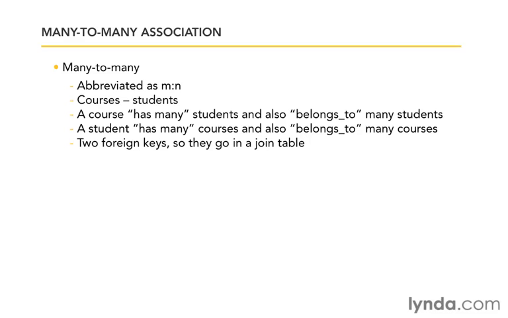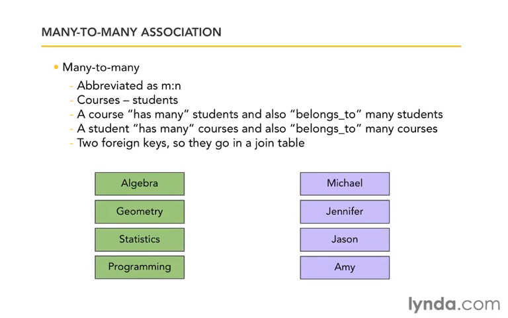Let me pause for a moment and explain a little bit more why. Let's imagine that we have our 4 courses, and we also have 4 students. We want to keep track of which students are in which courses. Let's imagine that Michael is taking algebra, geometry, and statistics. How do we keep track of that? Well, we could put the foreign key in each course. Algebra could have Michael's ID, geometry could have Michael's ID, statistics could have Michael's ID, and then we'd be able to say, oh, Michael is in this class. We could make the relationship that way.